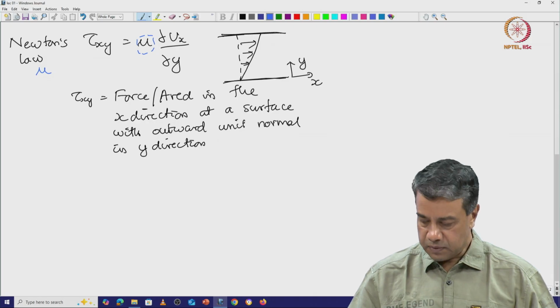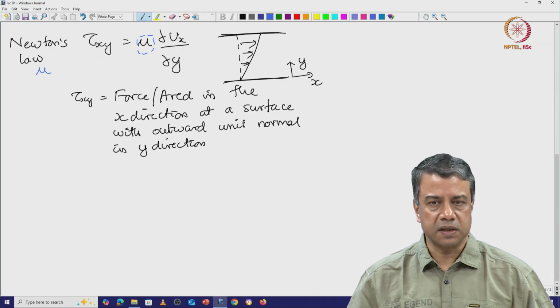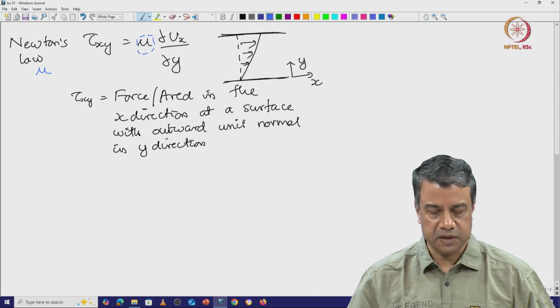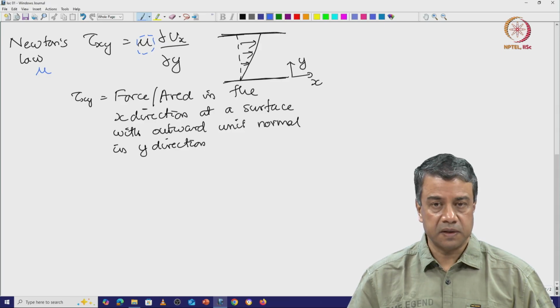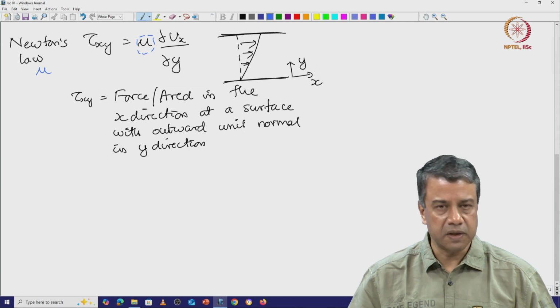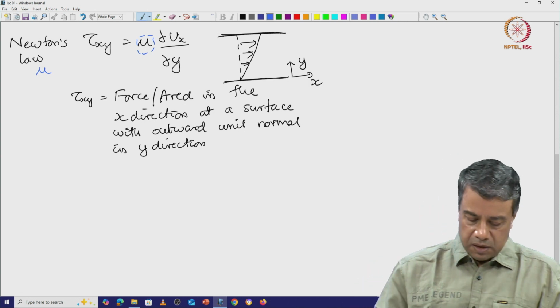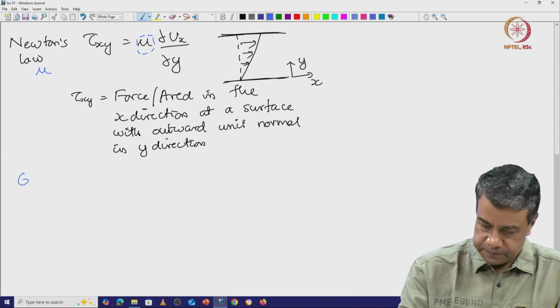So with this background, we will start our discussion of conservation equations. This is chapter 7 in the textbook. First, section 7.1 relates to conservation equations.